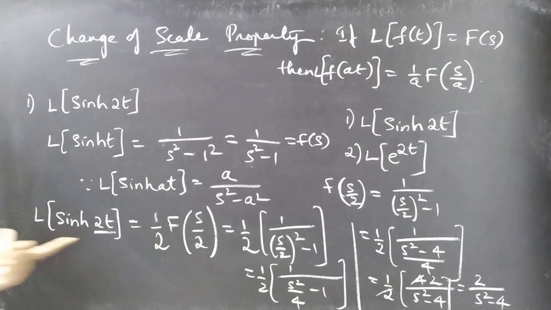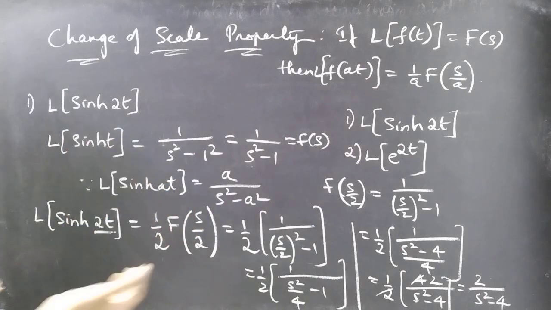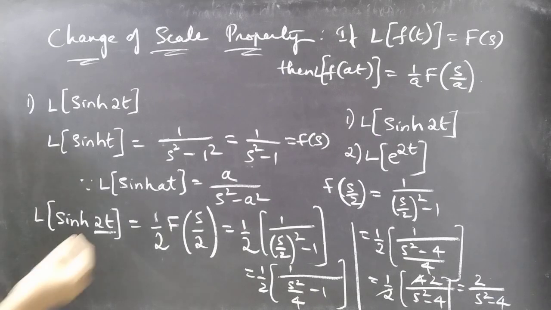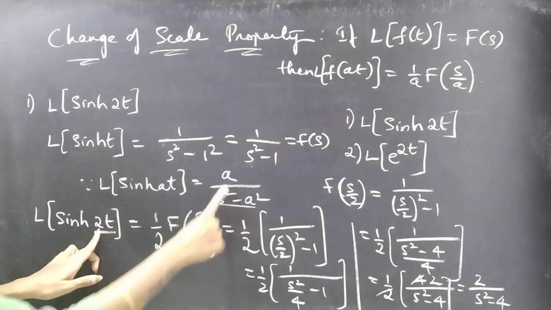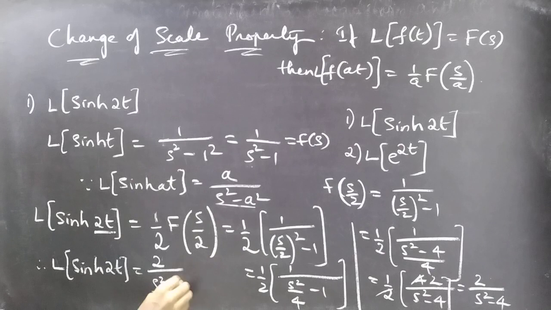So when we are asked to find L of sin h 2t using change of scale property, this will be the procedure. Or if you are not asked to find it by mentioning any particular formula or property, you can just apply this directly. Okay, so you'll get 2 by s square minus 2 square, which is 4. You'll get directly. Okay, fine. Therefore L of sin h 2t equal to 2 by s square minus 4.